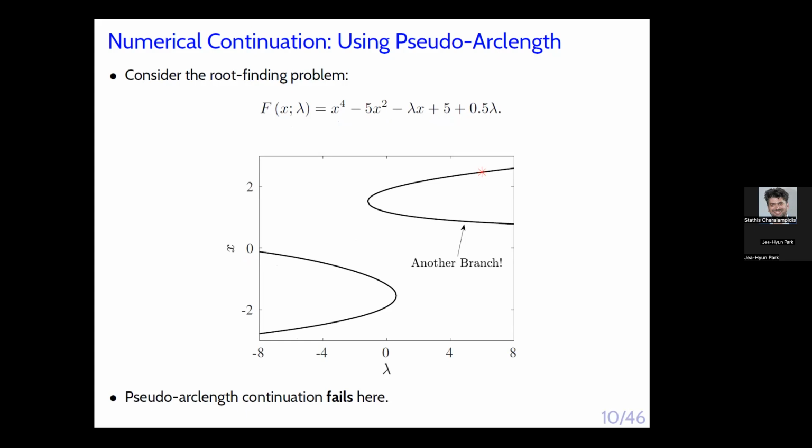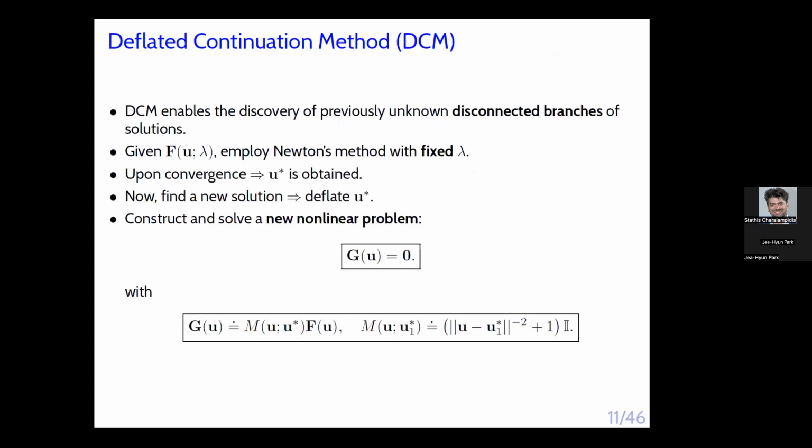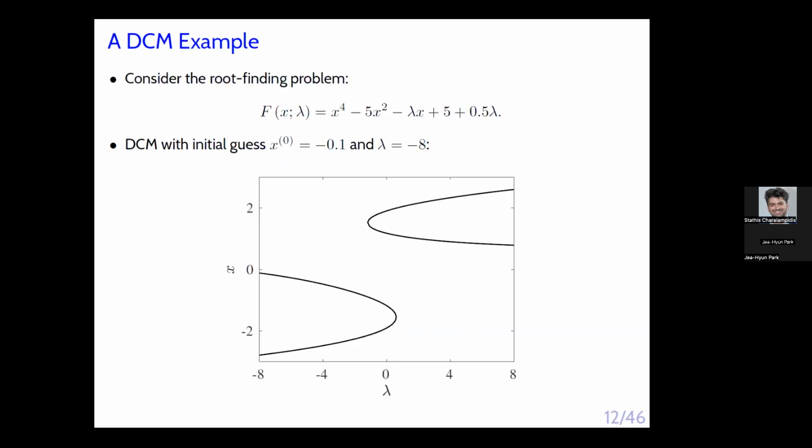Is there any possibility? The answer is maybe yes, because if you combine, as I said, deflation and continuation, you have the deflated continuation method, or the DCM as they call it. You fix your parameter lambda, you try to find as many solutions as possible for that fixed value of lambda, you deflate all those solutions that you find, and then you can move either sequentially or by using pseudo-arclength continuation. So coming back to this problem, I'm cheating because I know that there are two branches of solutions there.